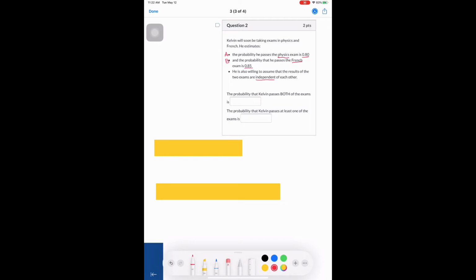We're asked to find the probability that Kelvin passes both of the exams, meaning passing the physics exam and the French exam. Since the two events are independent, we can use the multiplication rule. The probability of A and B is equal to the probability of A times the probability of B. Plugging in those values, 0.80 times 0.85 will give us 0.68. So our answer for the first question is 0.68.